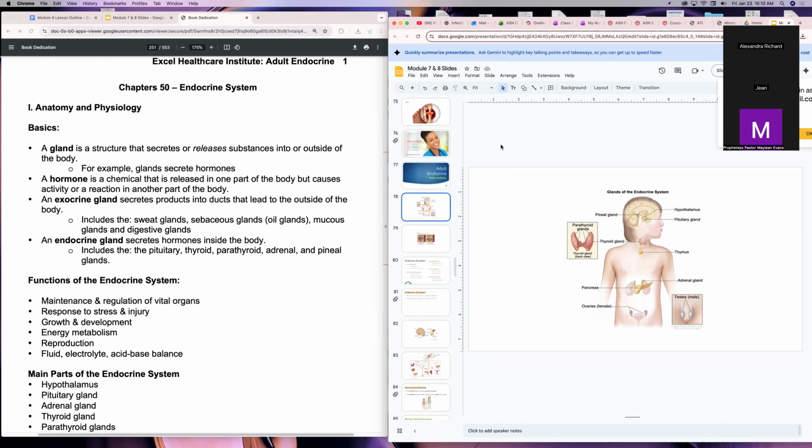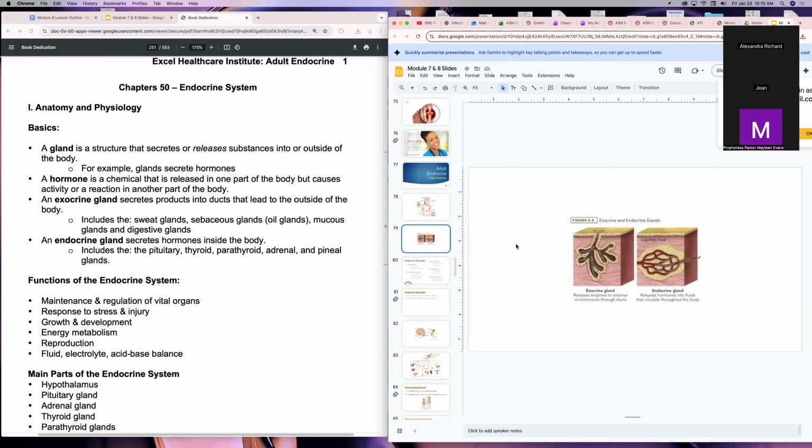So, what is a gland? A gland is a structure that secretes or releases substances. So, a gland is categorized by where it secretes those substances. Okay, so a gland is just a structure that releases substances. It secretes something, okay? And usually what we say is that glands secrete hormones. So also they can secrete enzymes, they can secrete sweat, oil, right? So a gland is categorized by where it secretes things to.